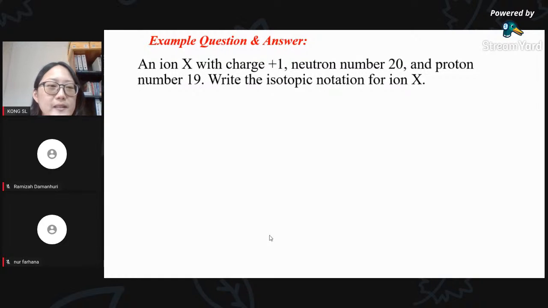I give you around 1 minute. Check whether you can solve this problem or not. An ion X with charge positive 1, neutron number 20, proton number 19. Write the isotopic notation for ion X. Okay, try.